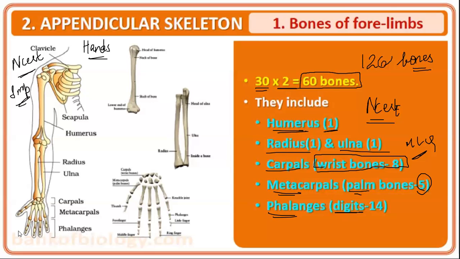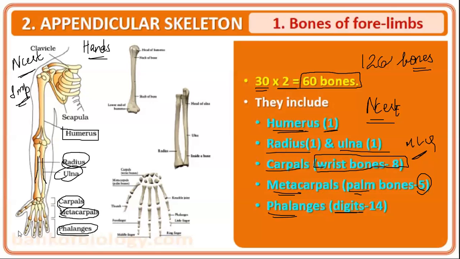Guys, look, this is the humerus. This is the radius. The lower bone is the ulna. So radius and ulna. Then you have the wrist bone, which is the carpal. The palm bone, which is the metacarpal. And last you have the phalanges.